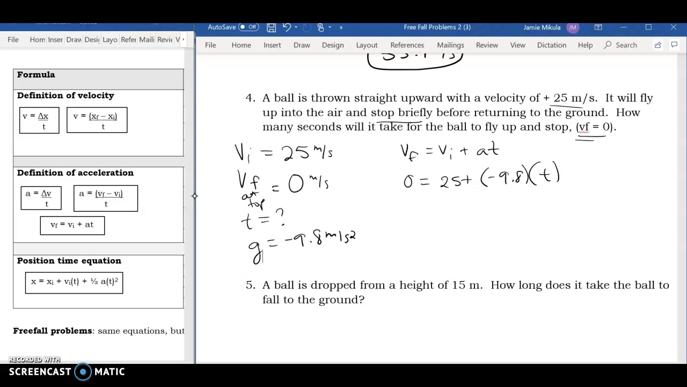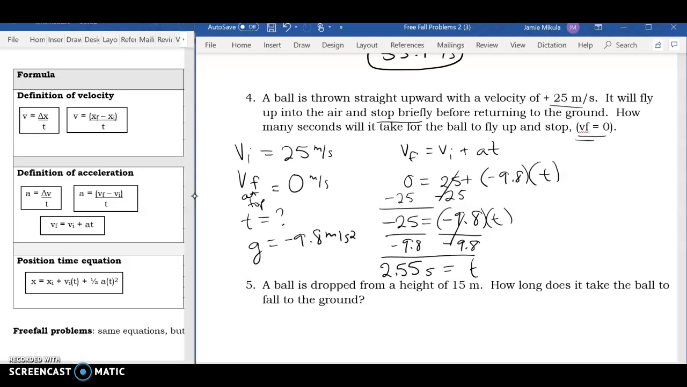I want to know T. So in this case, we're adding here, so we need to subtract the 25 from both sides. So you get a negative 25 on the left side, and then negative 9.8 times T on the other side. Now you're multiplying, so you need to divide by the negative 9.8 on both sides. So negative 25 divided by negative 9.8 is 2.55. So T equals 2.55 seconds. And there you go.